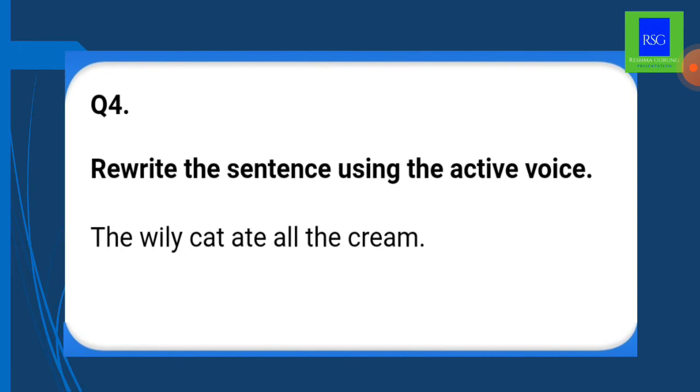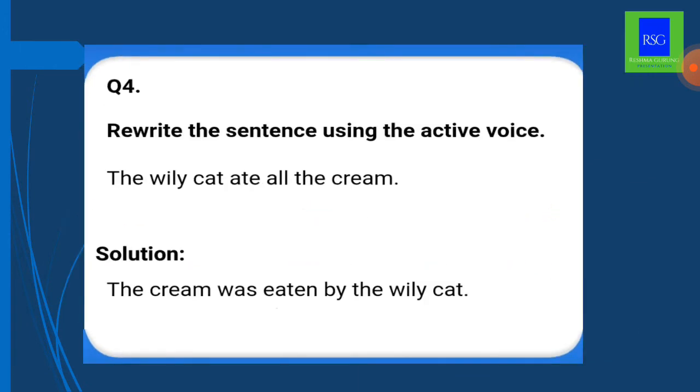The sentence is: the Willy cat ate all the ice cream. What is the subject here? The Willy cat. The verb is ate, and the object is all the ice cream. So you've got to begin the sentence with all the ice cream. The rule is the same here also, and your answer is: the ice cream was eaten by the Willy cat, or you can also say, all the ice cream was eaten by the Willy cat. Did you notice the subject became the object and the object became the subject? Now let us see the 5th sentence.